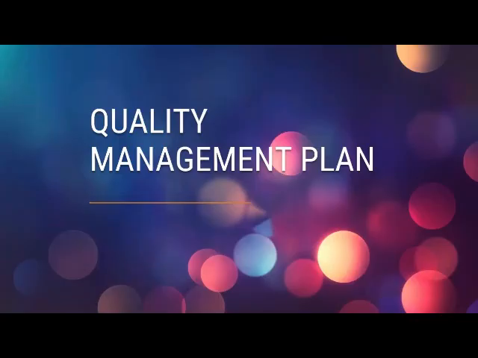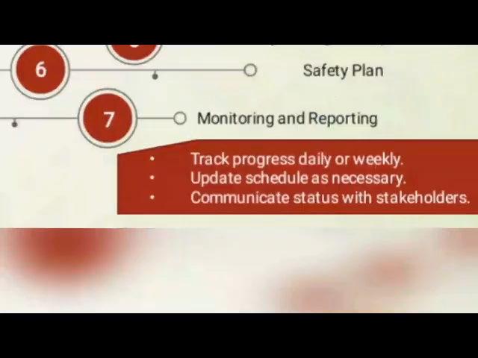Every project must have a quality management plan. The quality management plan tells us what we must do to ensure that the customers are happy at the end of the day. The sixth is a safety plan. The seventh is the execution, of course, monitoring, controlling, and the reporting. So I would start from the first one, which is the project scope.